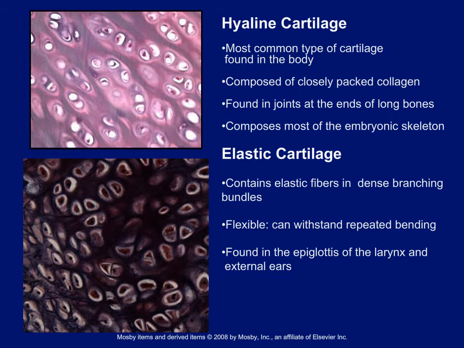Hyaline cartilage is the most common and abundant type of cartilage in the body. We find it, for example, in the nose. We also find it in the sternum. And hyaline cartilage is composed of closely packed collagen fibers, but we can't usually see the fibers.